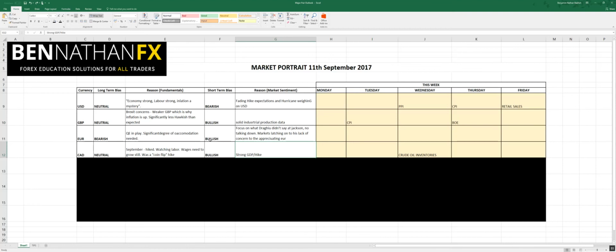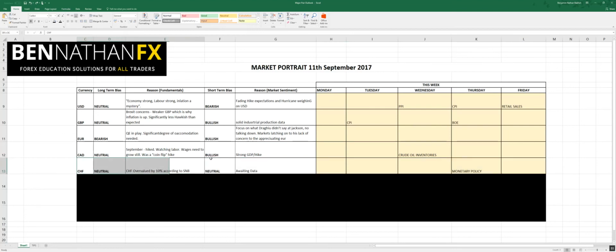So we did have that hike, which was supported by strong GDP, and crude oil's been looking better as well. So we're pretty bullish in the short term. Now on Wednesday we have got the crude oil inventories, a good one to watch. So, if those inventories come out showing significant drawdown, that's going to add further fuel to the CAD.